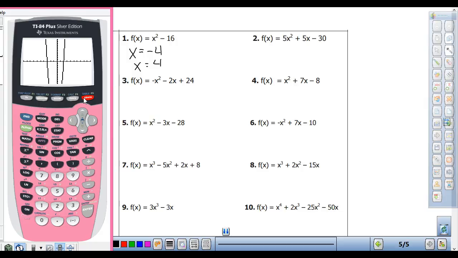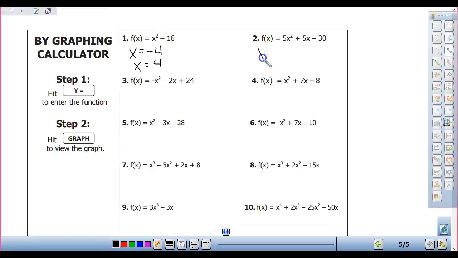Okay, so now what are my two answers? X equals -3 and x equals 2. X equals -3. X equals 2.